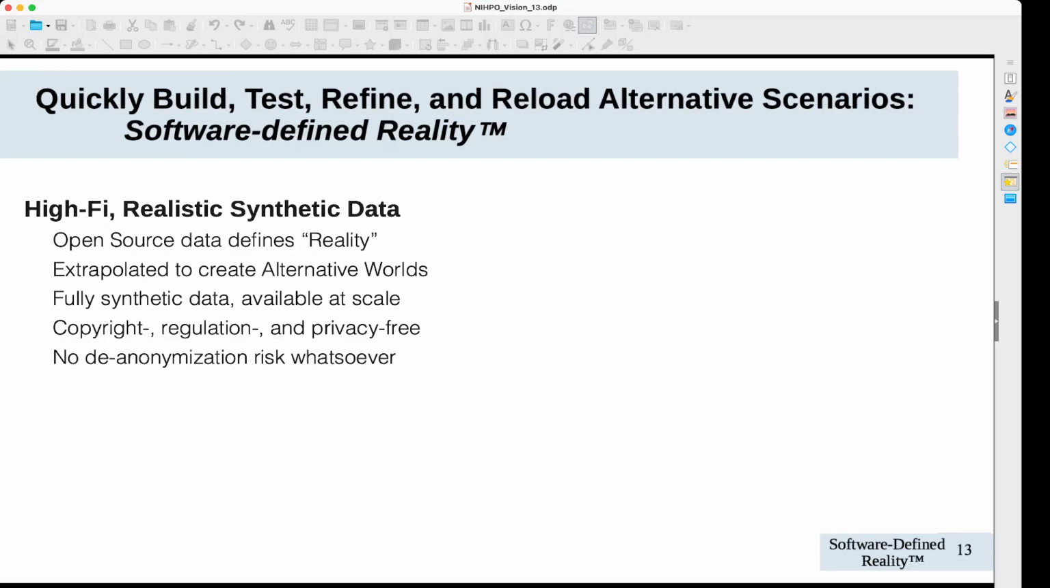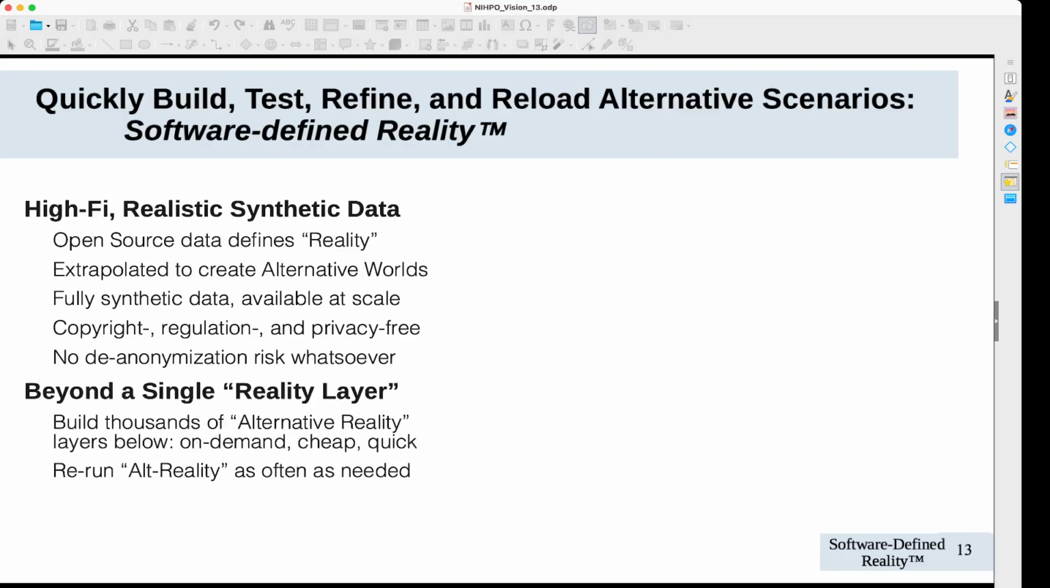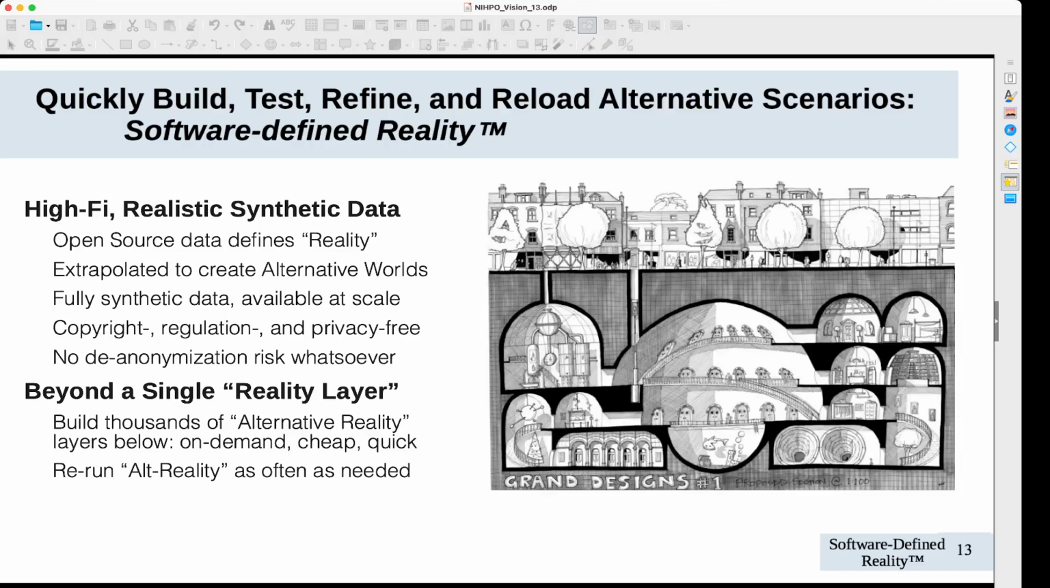That's what we call software-defined reality, where you take our high-fidelity, realistic synthetic data and extrapolate it to create alternative universes with fully synthetic data that fit your specific processes and procedures. Think of this as your existing data is reality. There's a single layer of reality. But underneath that single layer, think of the caves and tunnels and underground bridges and underground parking garages that we can build with synthetic data.